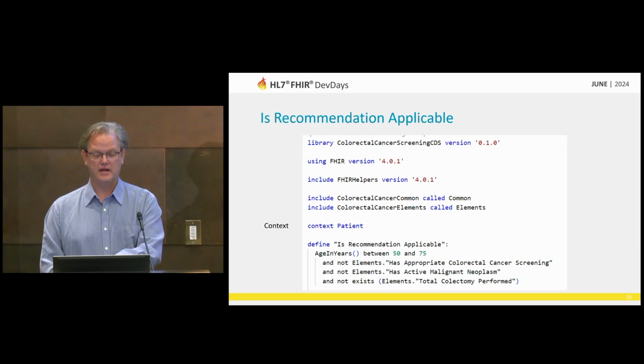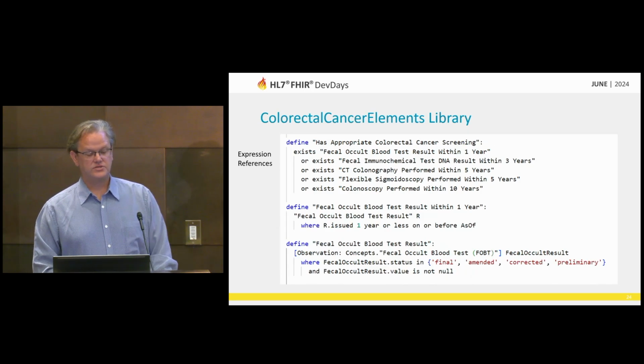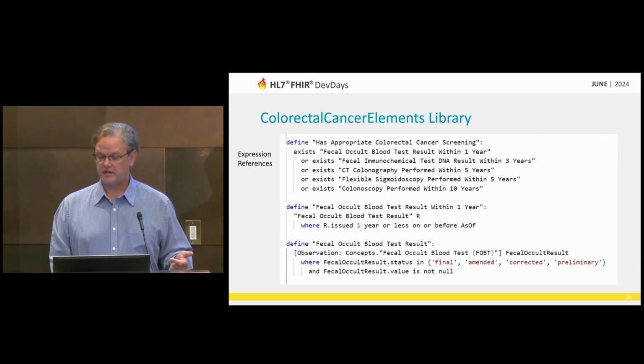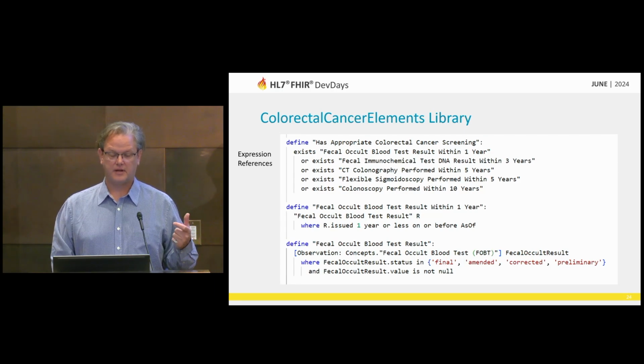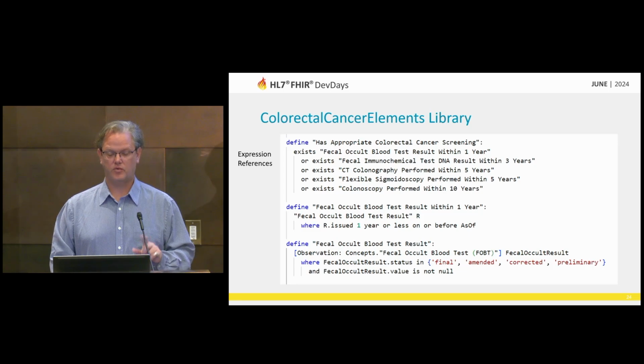So it goes through, and when it hits these elements, we're going to dig into the colorectal cancer elements library. The first thing to note here is that we have expression references throughout. So anywhere that I can have an expression, I can call other expressions. This lets me build expressions of any complexity in order to represent easily and clearly what I'm actually doing.